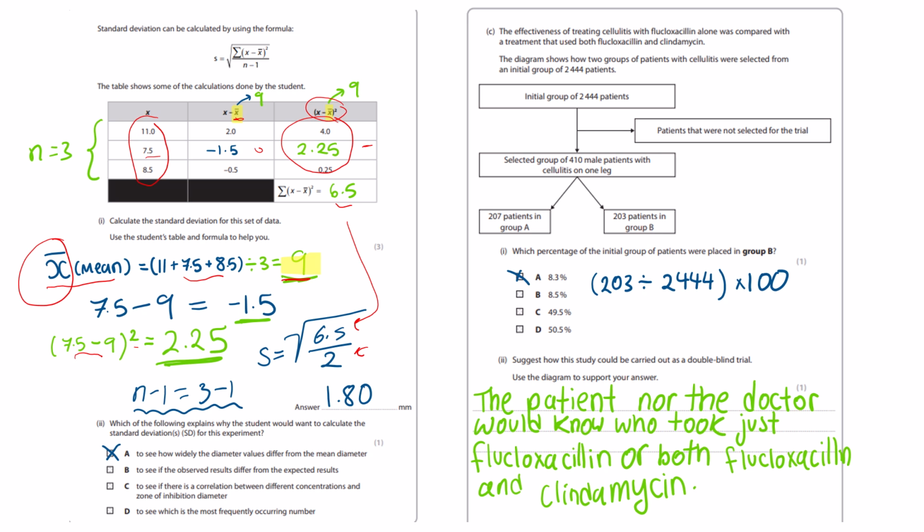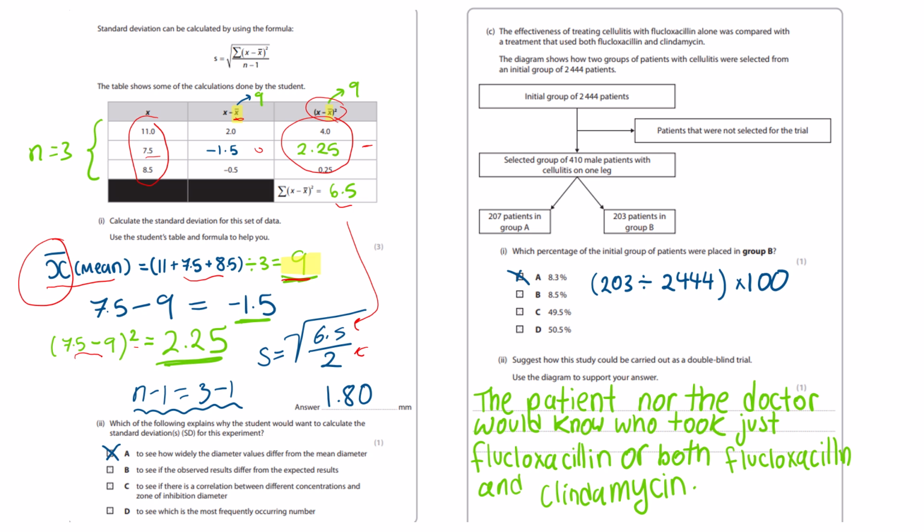Patients were not selected for this trial. Out of these initial patients, most of them were not allowed to continue. And then a selected group of 410 male patients with cellulitis on one leg were selected, 207 in group A, 203 in group B. What is the percentage of the initial group of patients that were placed in group B?